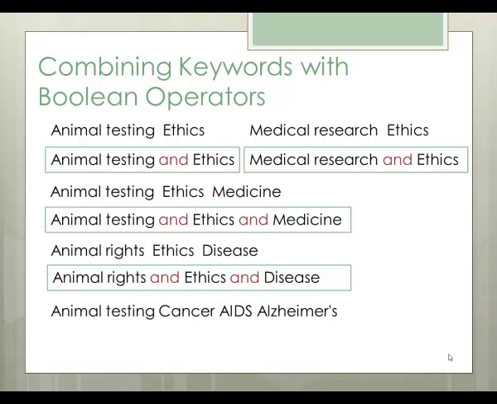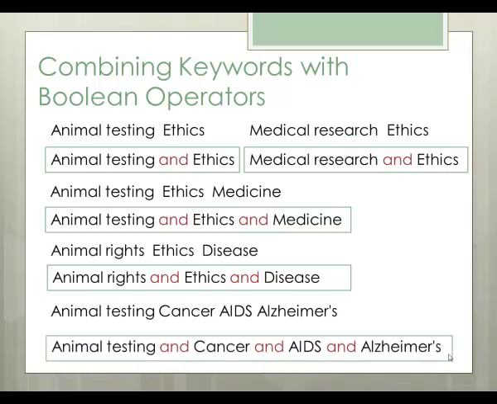Combining animal testing with all of these unrelated diseases tells the computer that you want one article that discusses animal testing in relation to all of these diseases. You probably will not find many articles that discuss all three diseases. You may find one or two, but you will usually need more than that. Let's look at a different type of search technique that you can use with other Boolean operators.